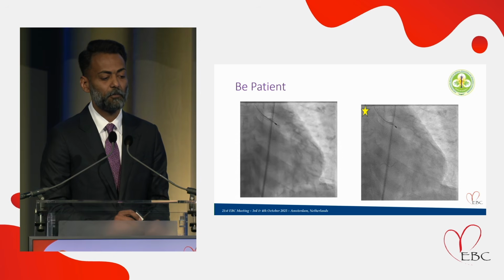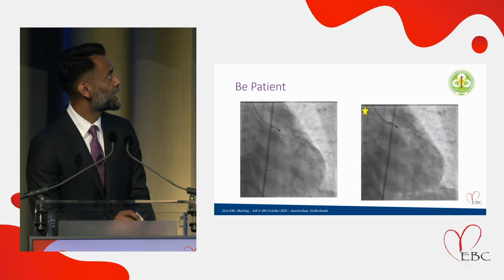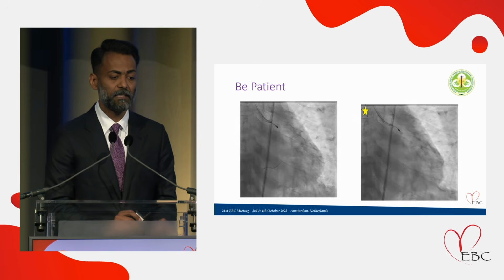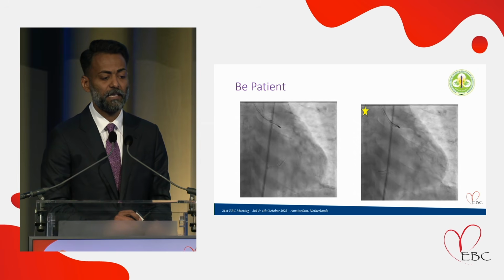And finally, the 1.5 millimeter burr crossed into the circumflex. And here we can see that the burr is just kept at the mouth of the stent. It slowly makes its way, and then it finally crosses the stent.